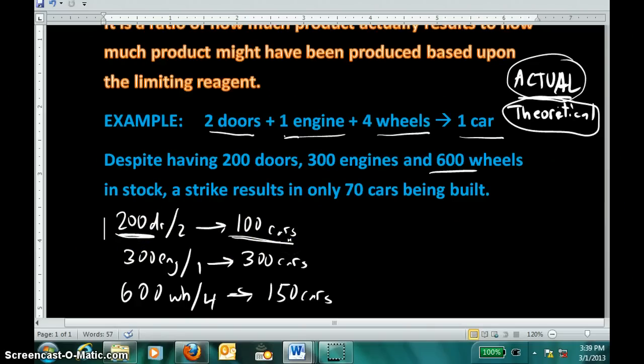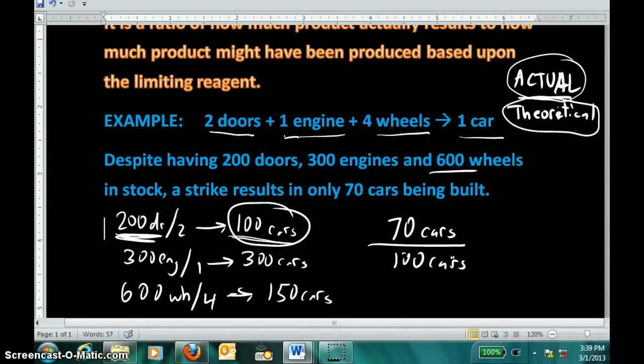Based on our doors, we theoretically, if we worked all day long, could make 100 cars. Unfortunately, let's say a strike ensues at the factory and only 70 cars are built. Well, what would the percent yield be for that day? We actually managed to produce 70 cars, but theoretically, based on our limiting reagent, we should have produced 100 cars, so we have an actual to theoretical ratio of 70 to 100. And like any percent, we multiply by 100, and we get a 70% yield that day.